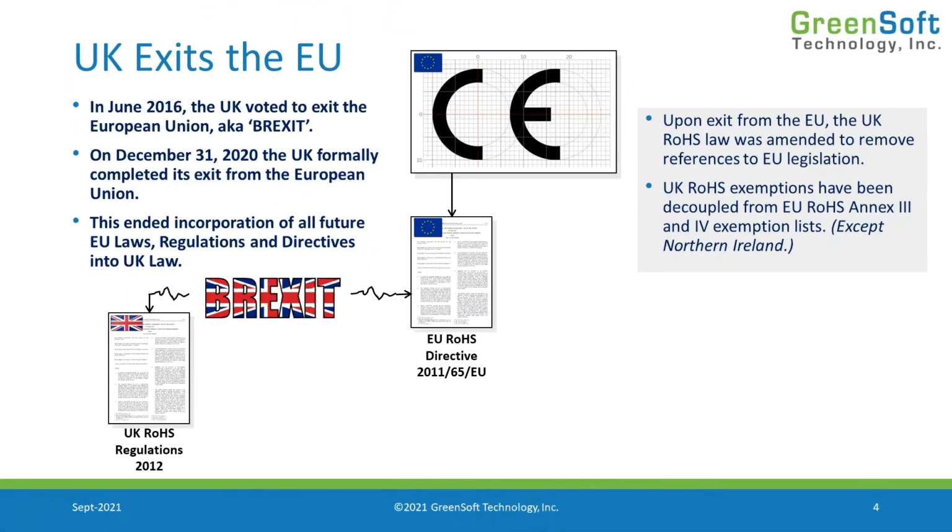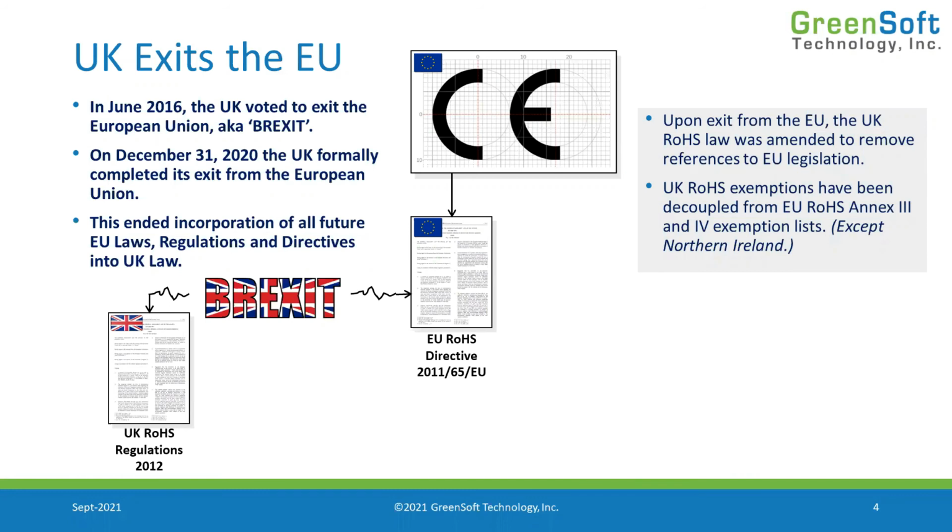This ended the incorporation of all future EU laws, regulations, and directives into UK law because they're no longer a member of the EU. As you can see, that broke those hooks between the UK RoHS regulation and the EU RoHS directive. So this means that amendments had to be applied within the UK legislative system to replace those ties to the European Union's legislation with ties to internal legislation within the UK. One of the things that happened was that the RoHS exemptions that were referenced to the EU document are no longer referenced. So the United Kingdom has decoupled the EU RoHS Annex 3 and Annex 4 exemption lists from their requirements.